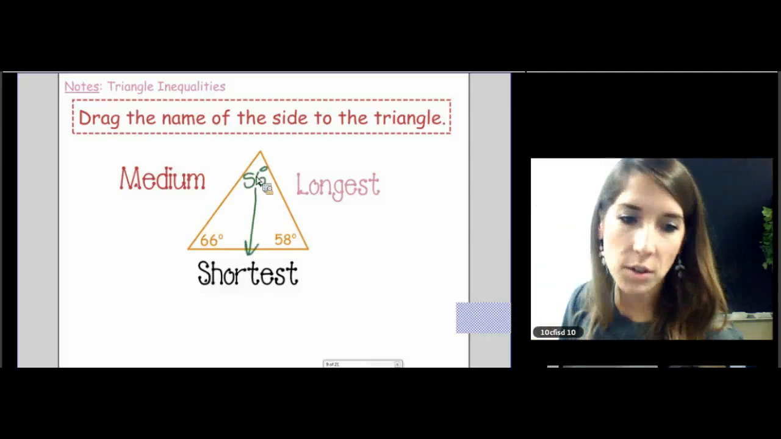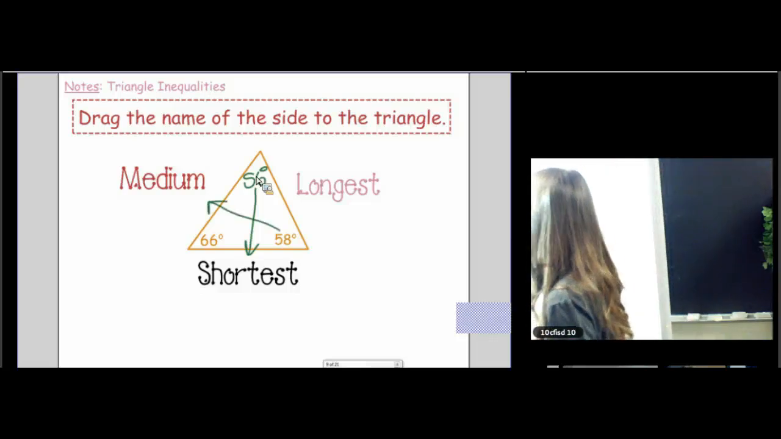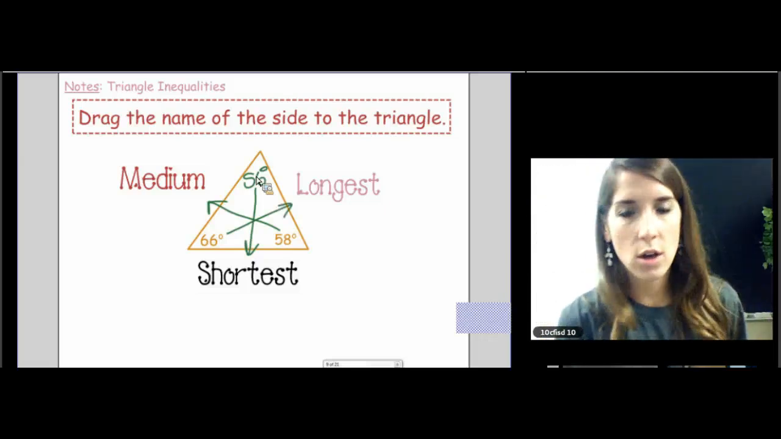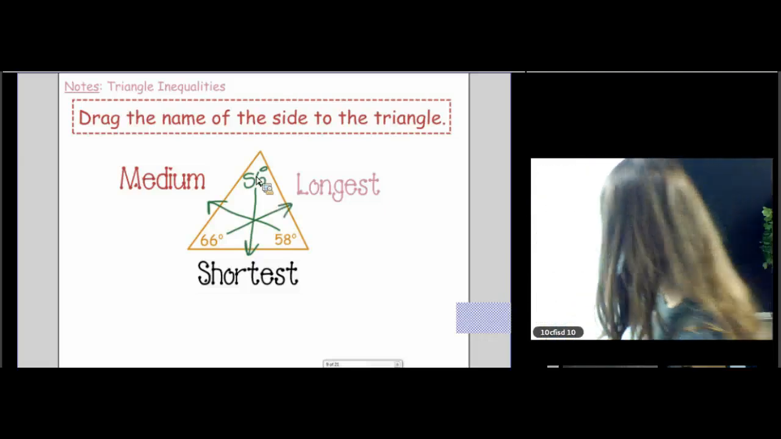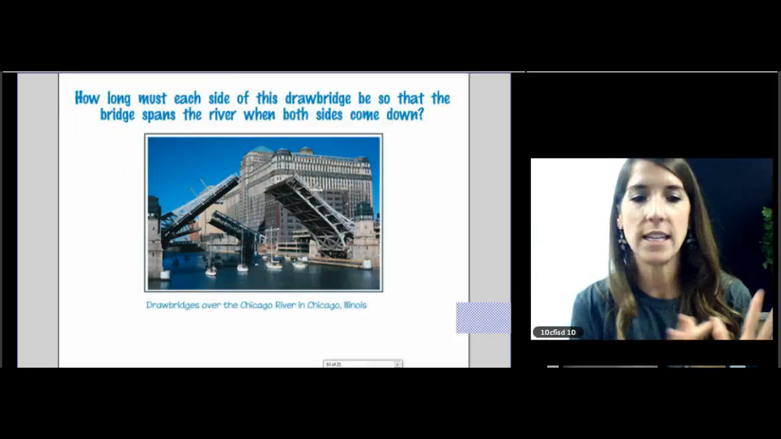So smallest goes with shortest. This is the medium. So medium goes with medium, and that is the largest angle. Largest goes with longest. Very good. All right, new part of the lesson.